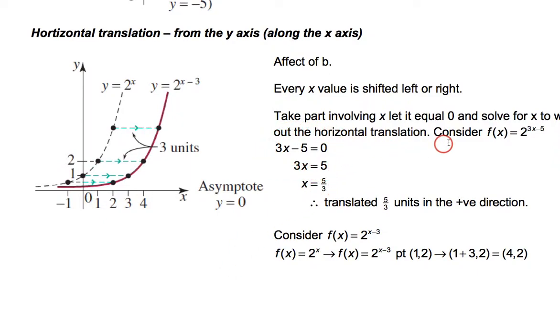In this instance, if we've got a function f of x equaling 2 to the power of 3x minus 5, and we're comparing that to a standard f of x equaling 2 to the power of x, then to work out the translation, all we need to do is take the power, which is 3x minus 5, let it equal 0, solve for x, and you can see in this case it produces 5/3. That represents a translation of 5/3 of a unit in the positive direction along the x-axis.